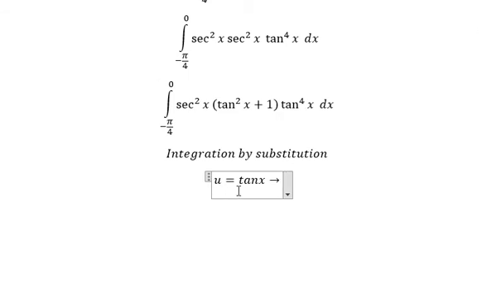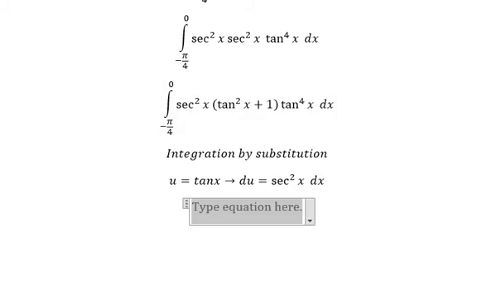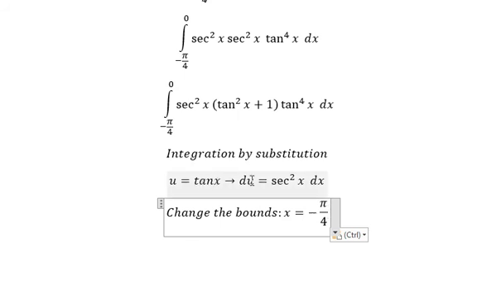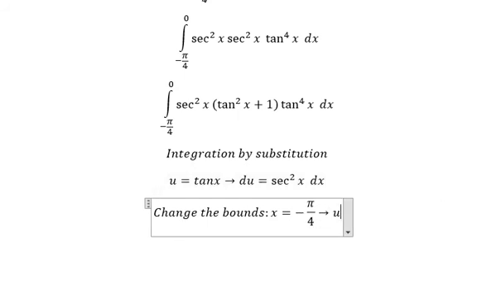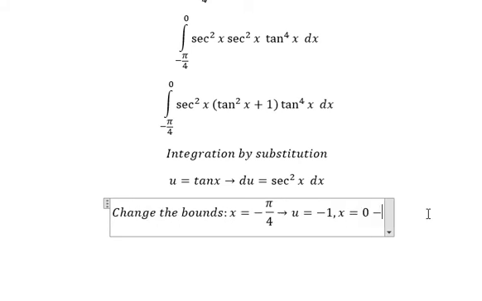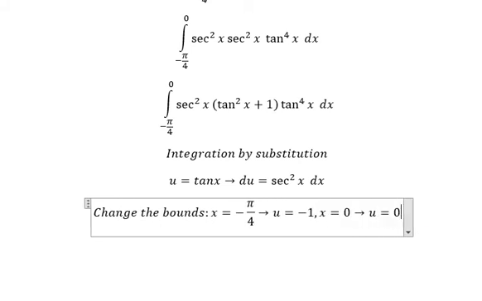Later we do the derivative for both sides. We have du equals secant of s squared ds. Next, we need to change the bounds. When s equals negative π over 4, so I will put negative π over 4 going here, you got u equals negative number 1. When s equals number 0, u equals number 0.